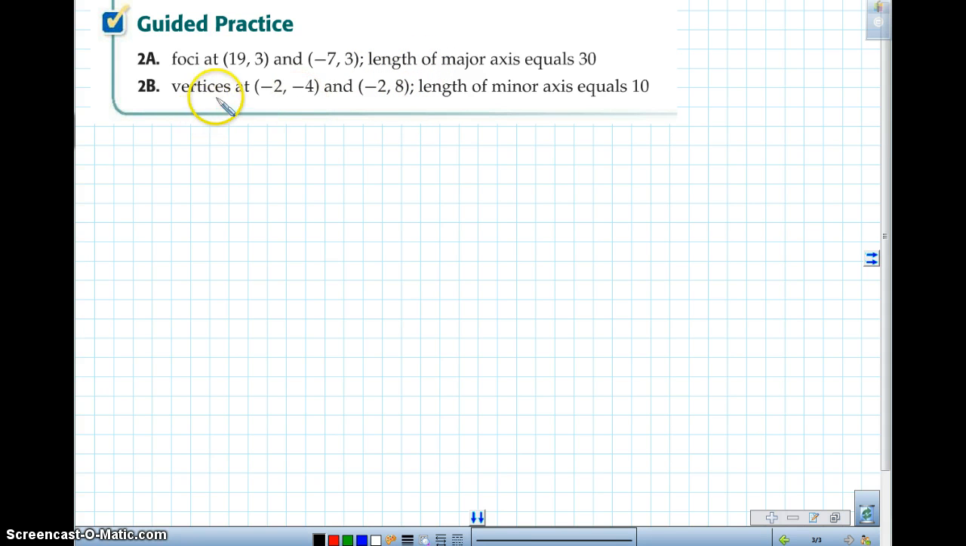Same thing here with 2b. This is like the first example we did. They give you the vertices and they tell you how long the minor axis is. You can figure out the center from these 2 vertices, and then once you know how long the minor axis is, you can just put, since it's 10, there'll be 5 units on each side of the center to find the covertices. I will put up the answers in a second for you to check.